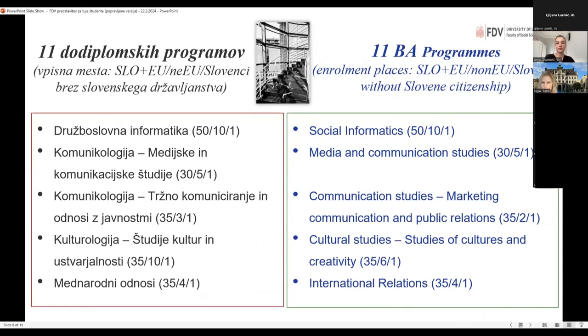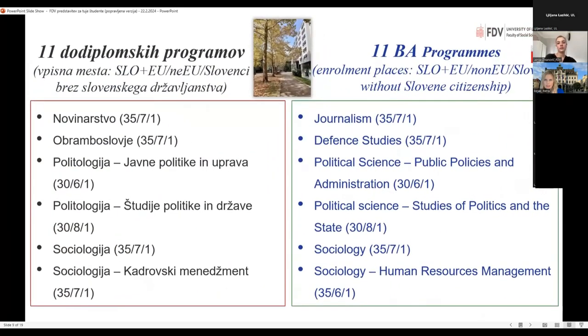So our faculty offers 11 bachelor programs, which are the following: social informatics, media and communication studies, marketing communication and public relations, cultural studies, studies of cultures and creativity, international relations, journalism, defense studies, political science, public policies and administration, political science, studies of politics and the state, psychology, and human resource management. And here you can also see how many enrollment places there are for each program.